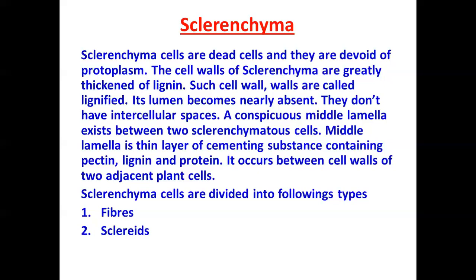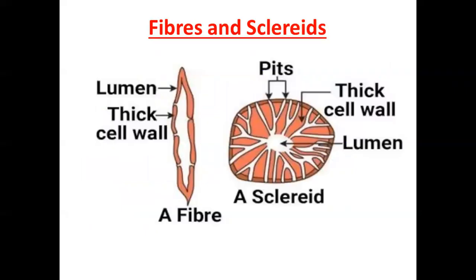Now, sclerenchyma cells are divided into the following types. First is fibers and second is sclerites. You can see in the diagram, children. It is divided into two, that is sclerites and fibers. The first one is representing fibers, the second is sclerites. Now, what are fibers and what are sclerites? One by one, we will understand each.